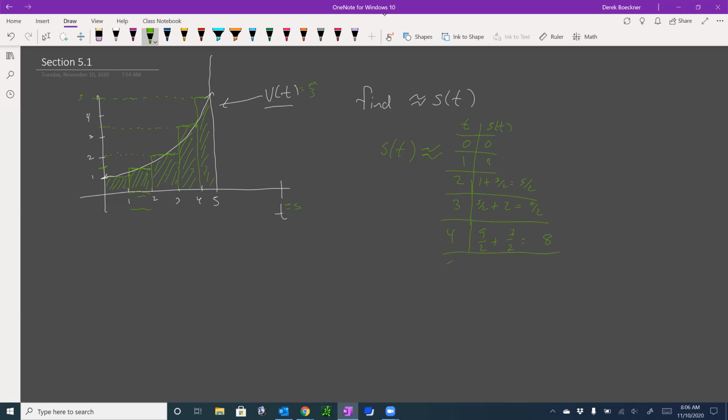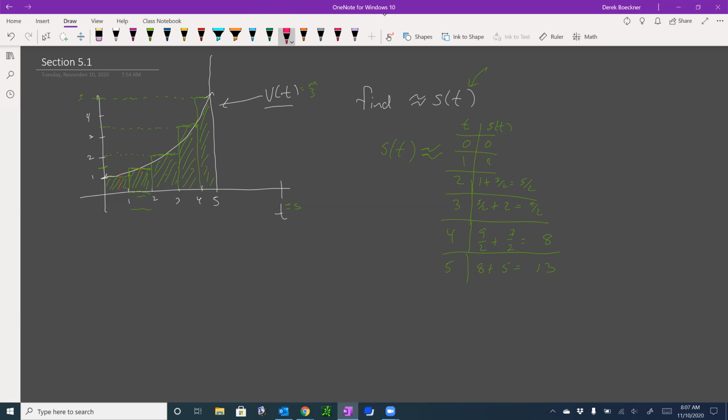And then finally, after 5 seconds, we've gone that 8 plus another 5, 13. So we've kind of got our position function based on the area of these rectangles. The idea then is that this was just an approximation of the area under the curve by these rectangles.